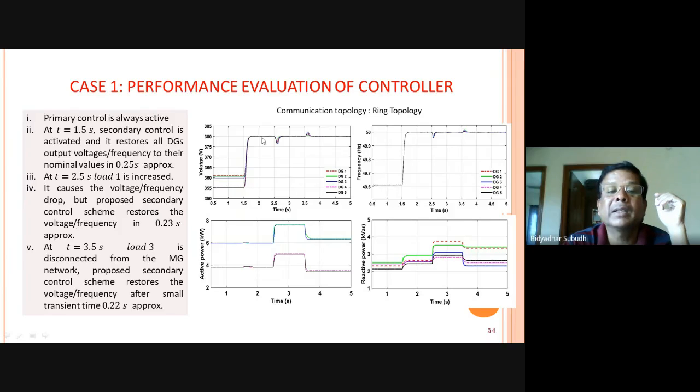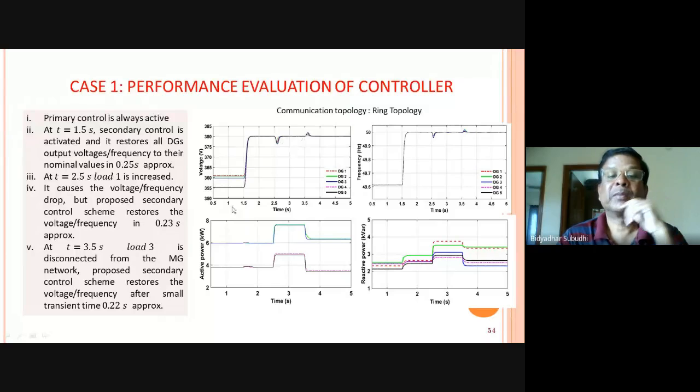But at 2.5 second, we increase load 1, and therefore there is a disturbance. They all deviate from the nominal value, but after some time, let us say 0.023 here, they go to their nominal values. Same thing again at t equal to 3.5 second. Let us imagine load 3 is disconnected. Still you see they come to their normal voltage and normal frequency, and these are the corresponding voltage, active power and reactive power characteristics.